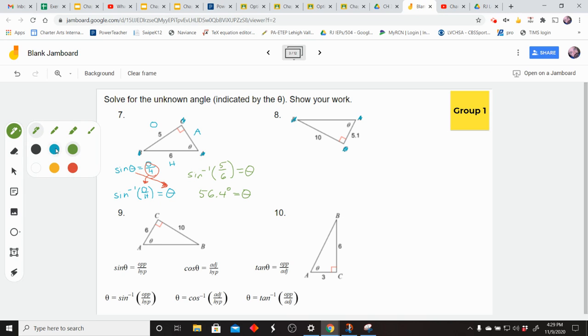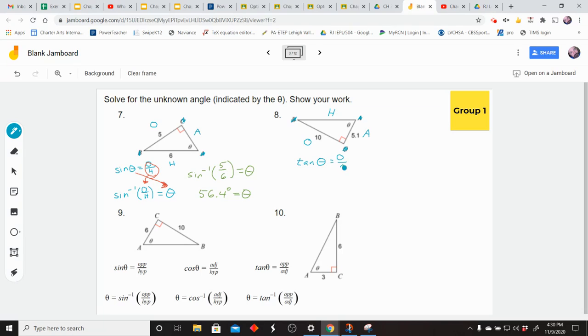Moving on to problem 8. So in this case, let's see what we got. Well, first let's label our sides. So there's H. Here's the angle we want. So 5.1, is that the opposite or the adjacent? Well, 5.1 is next to it. So this is A, and over here, this is O, which means I have O and A, and I want theta. So which trig function does O, A, and theta? The answer is tangent. So tangent theta is equal to O over A.